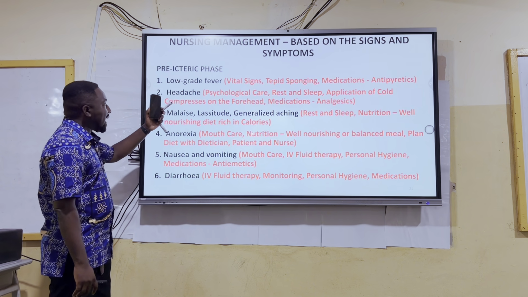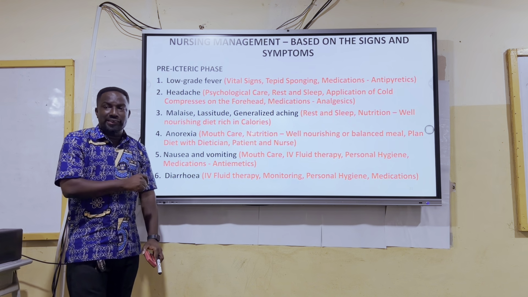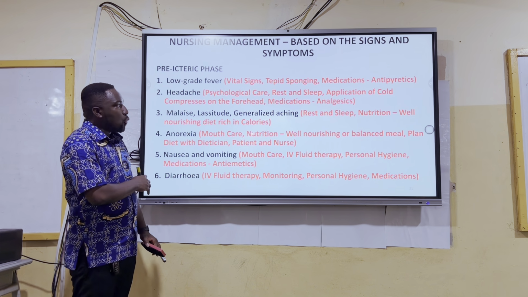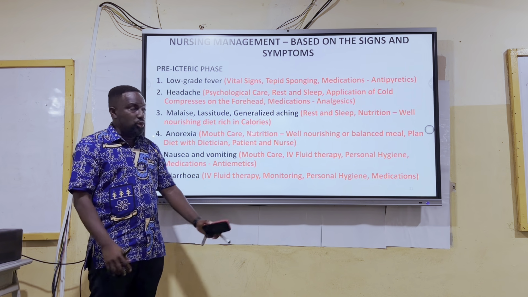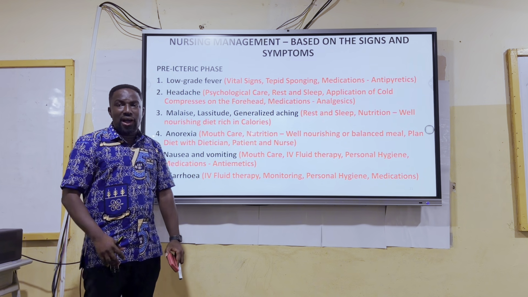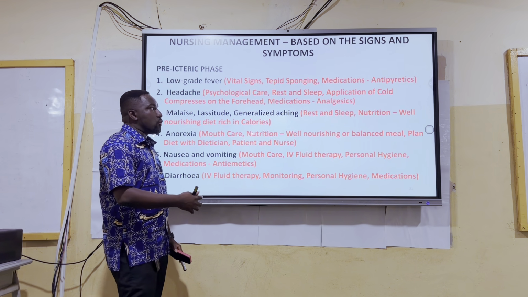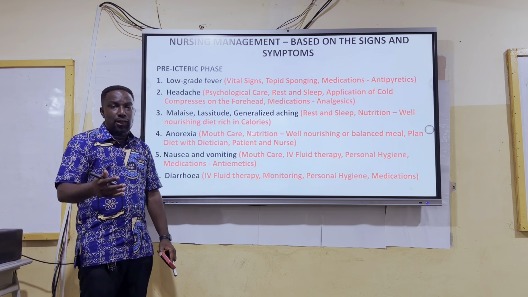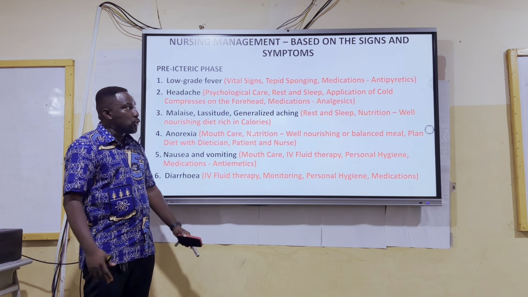So under the prodromal phase, we have low-grade fever. Which aspect of the general nursing management do we employ? We do monitoring or observation. So we do vital signs, right? And once we check the vital signs and the temperature is above 37.2, then we say that the patient is having pyrexia. Let's assume that the temperature is 39.5.